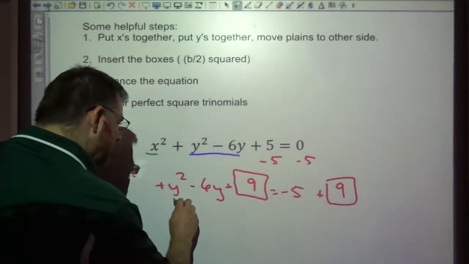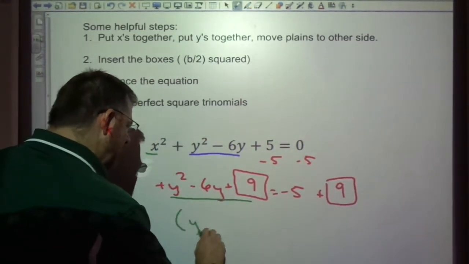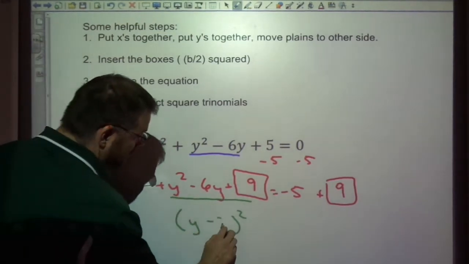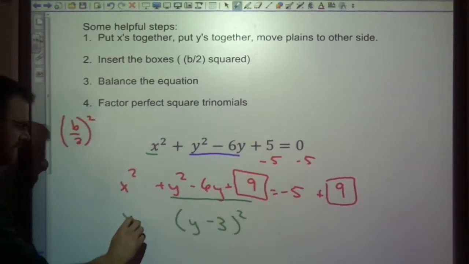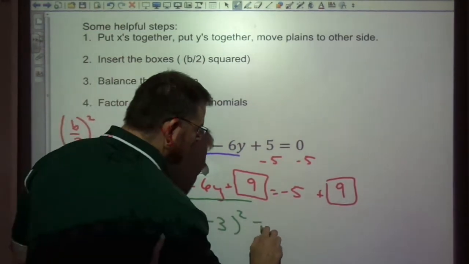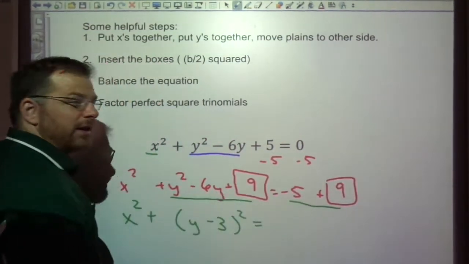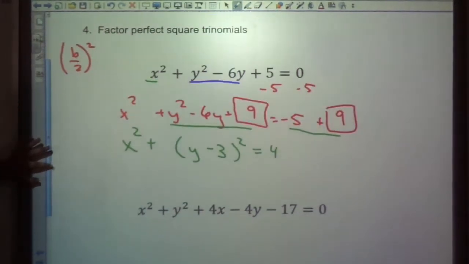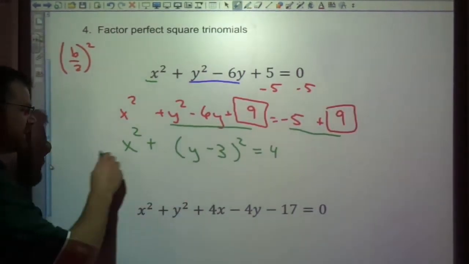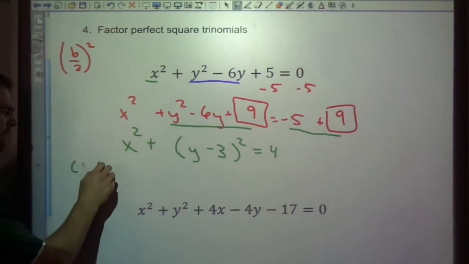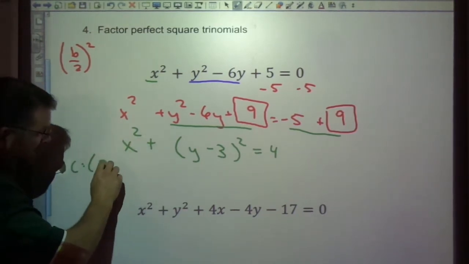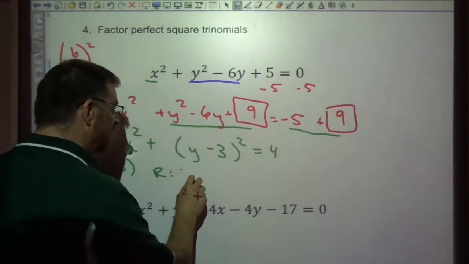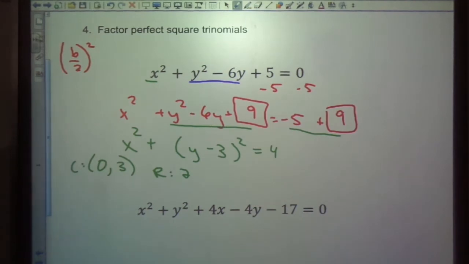We know that this factors to be (y − something) squared. Remember that something is half the middle term. This factors. This one doesn't need to be factored. And these, I'm just going to combine. Negative 5 plus 9 is 4. So from this I can now find my center. My center is 0 for the x, 3 for the y. My radius is 2. I could draw a graph if I wanted to.